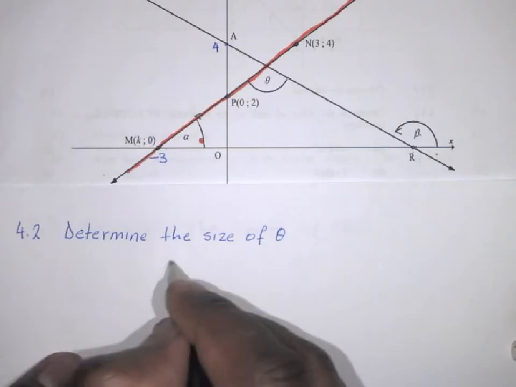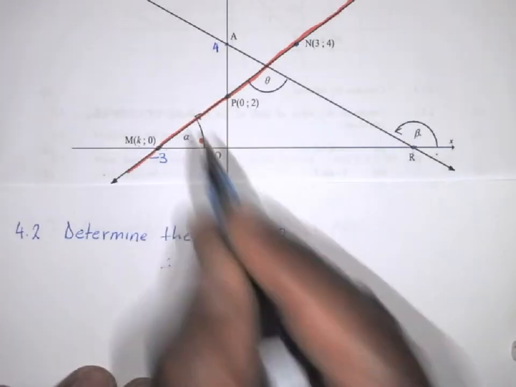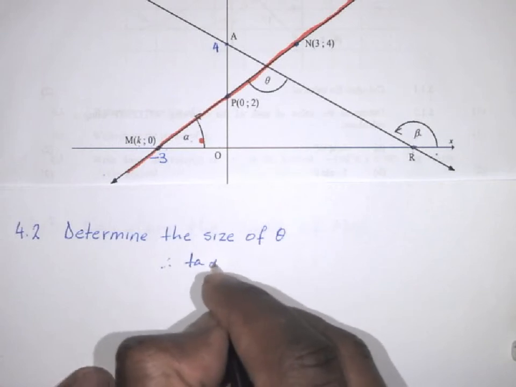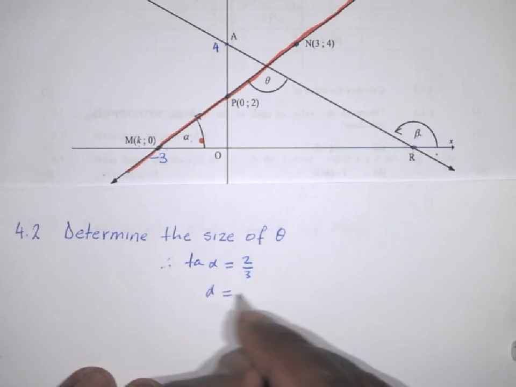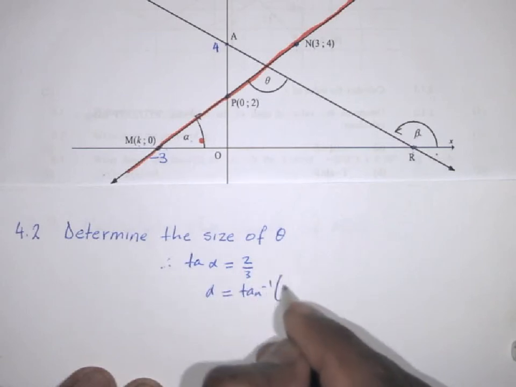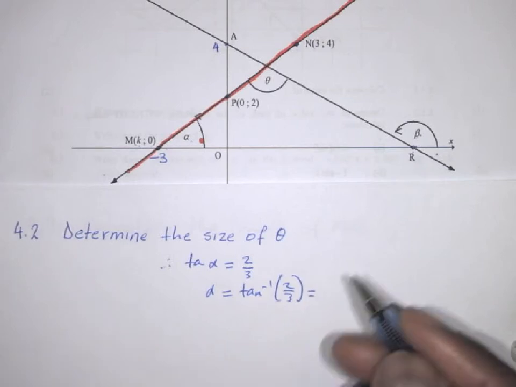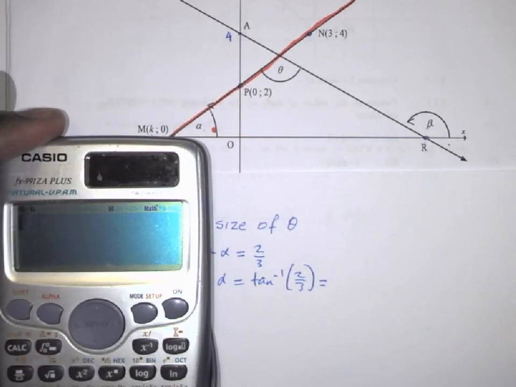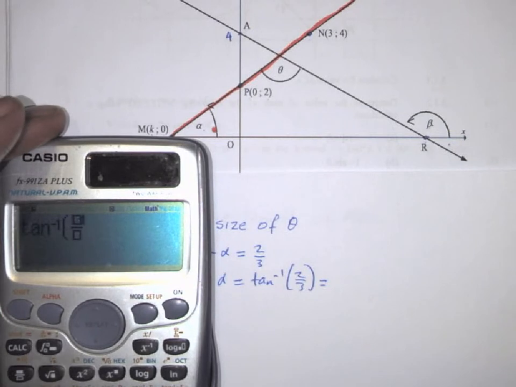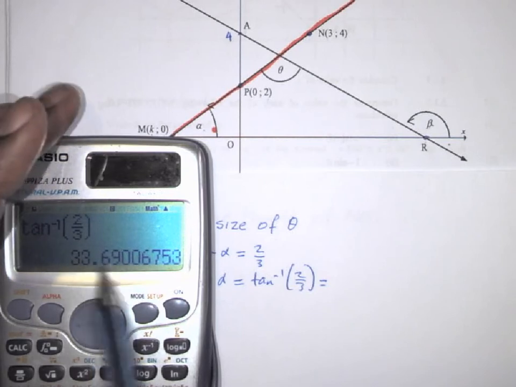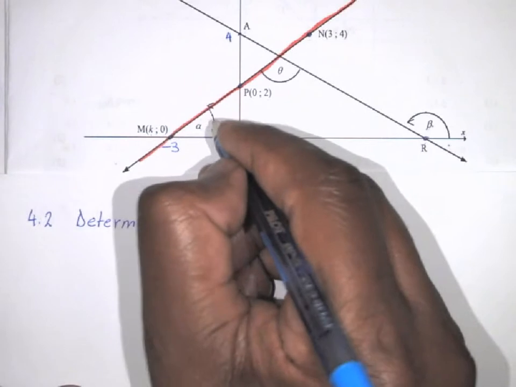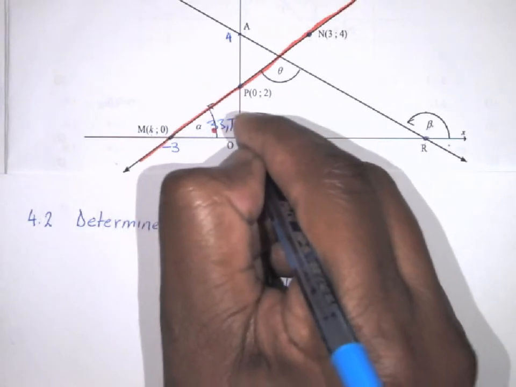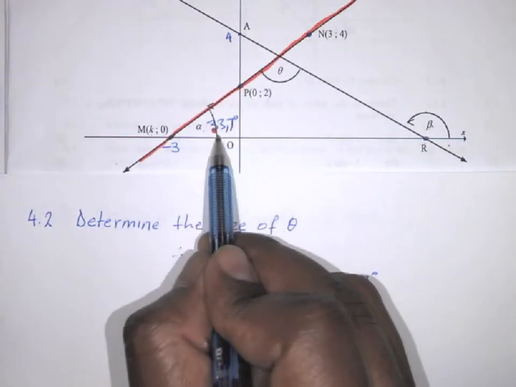So if I want to find this angle here, I'll say tan of alpha is equal to 2 over 3. To find alpha, alpha is equal to arctan of 2 over 3. And then what does my calculator say? Shift tan, fraction of 2 over 3, and what am I getting here? I get 33,7. So the answer is 33,7 degrees. Note that I'm putting things in as I get them.